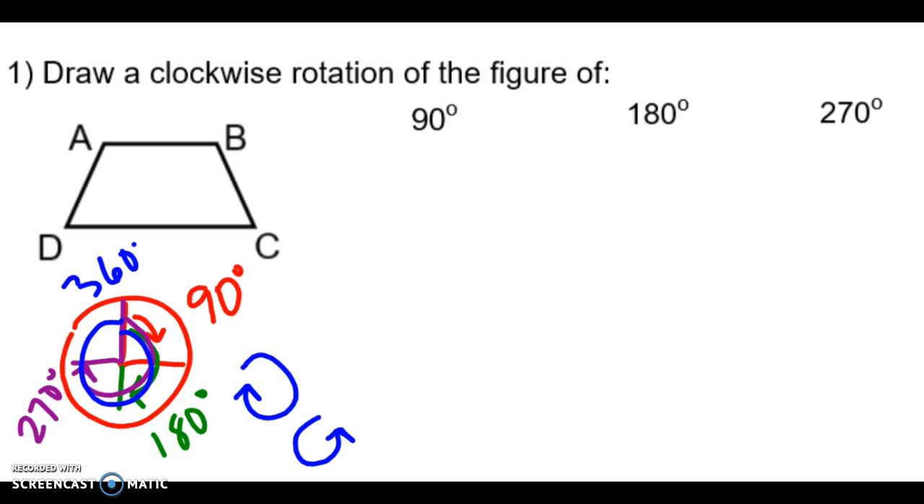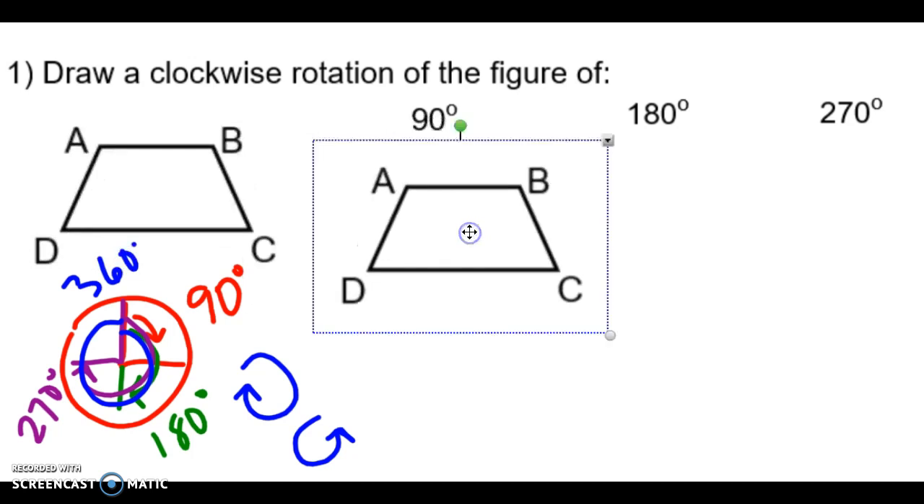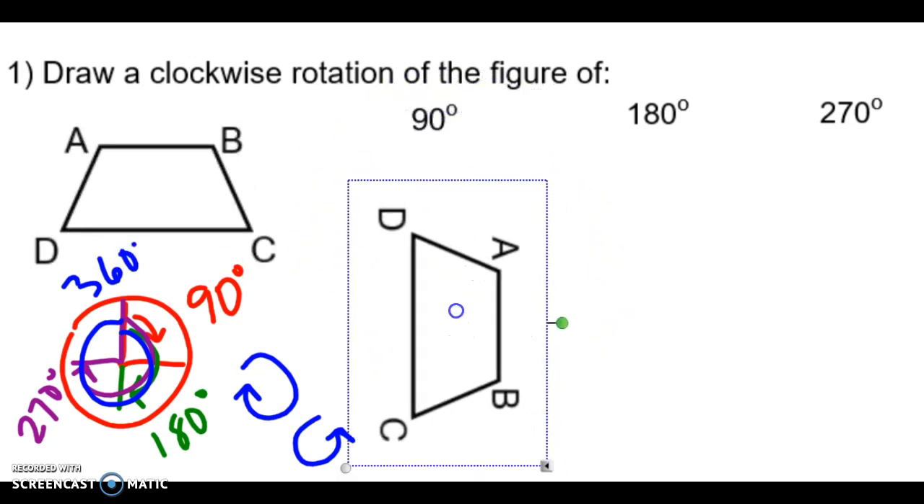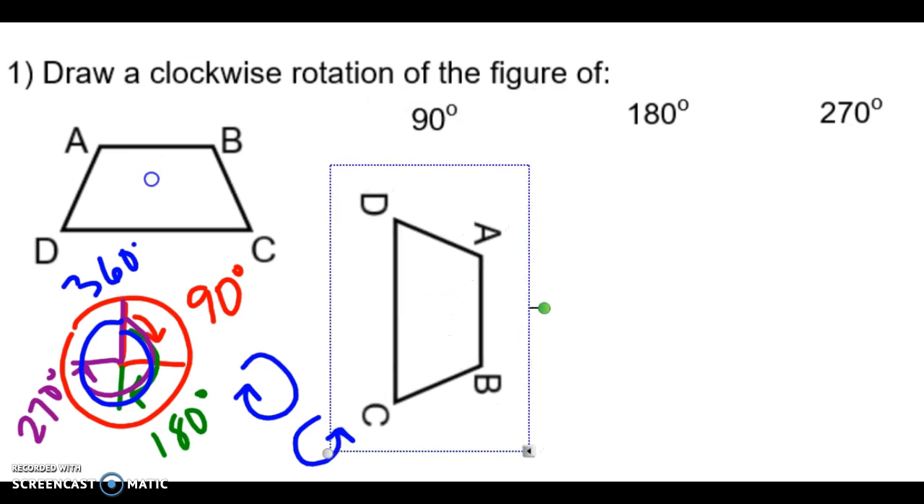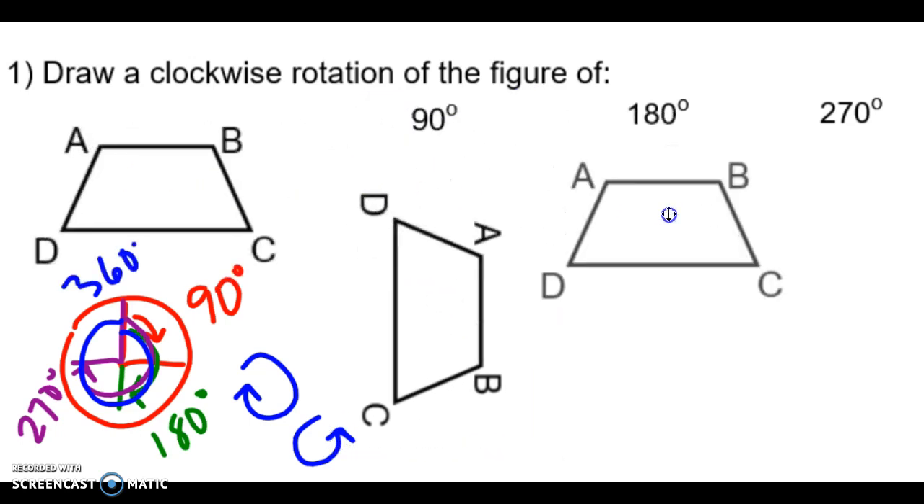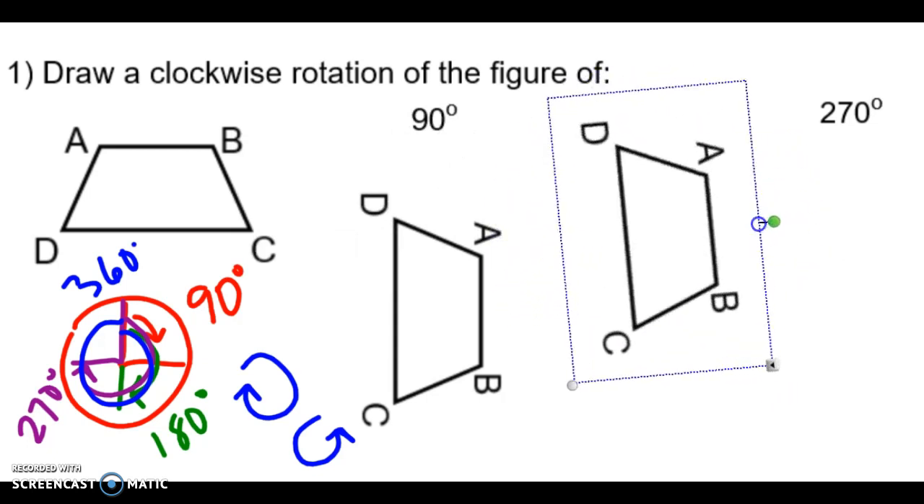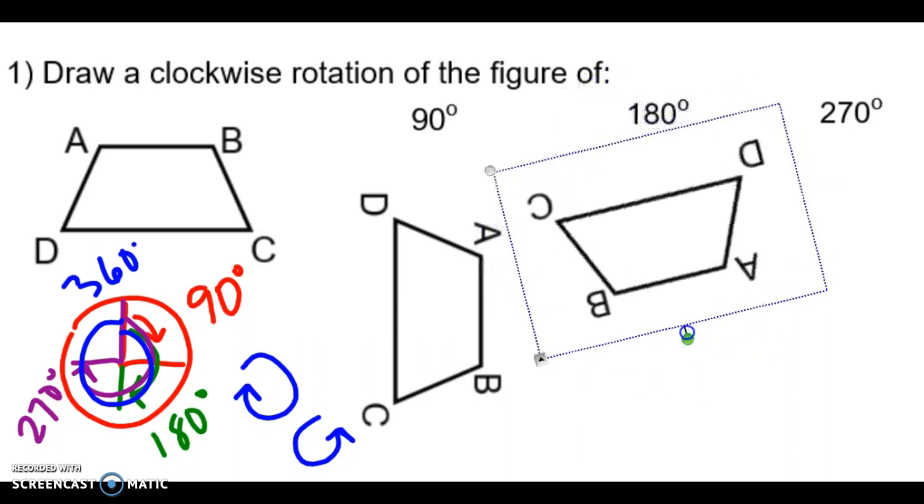Okay, so if we're using this figure right here, ABCD, we are going to rotate it. Nope, that's not it. Let's try that again. We're going to take our figure and rotate it 90 degrees. Okay, there's a 90-degree rotation. Then we're going to take the same image and rotate it to 6 o'clock, so 180 degrees. There would be 3 o'clock, and there's 6 o'clock.